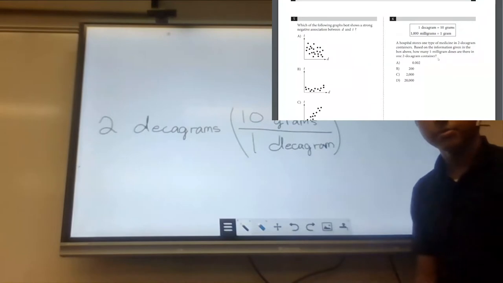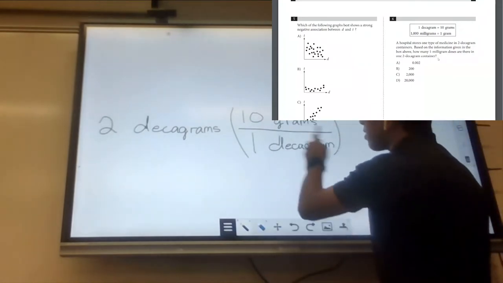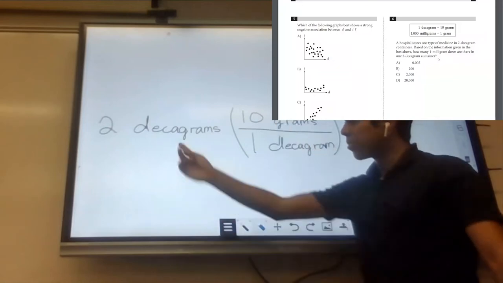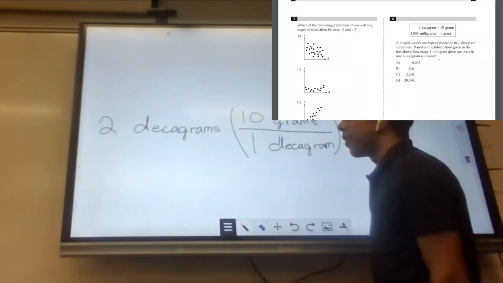1 decagram is equal to 10 grams, right? So 10 grams, 1 decagram. So this over this is just going to be 1. So that gives you 1. You're multiplying it by 1. That's how we use factor label.